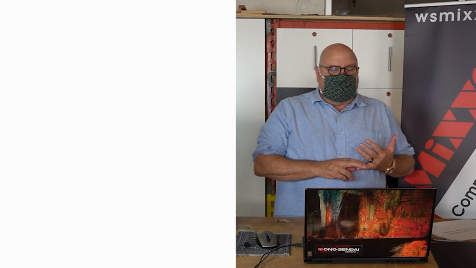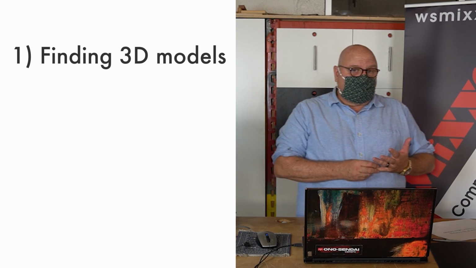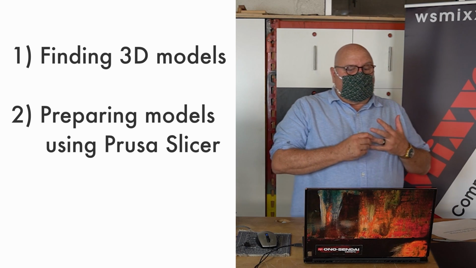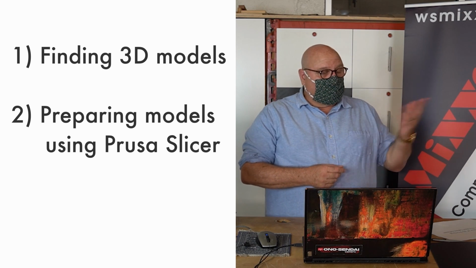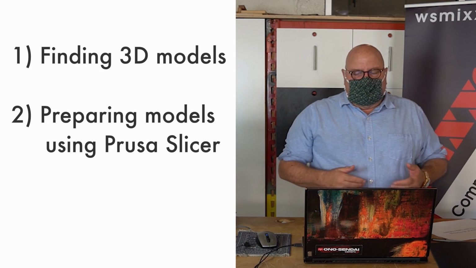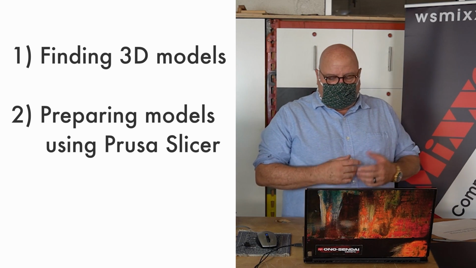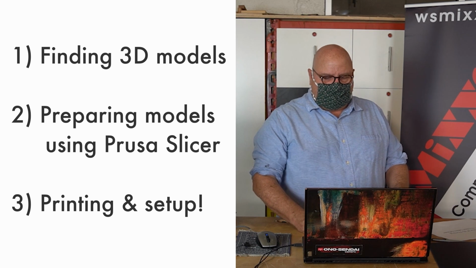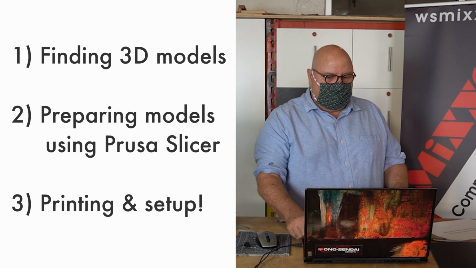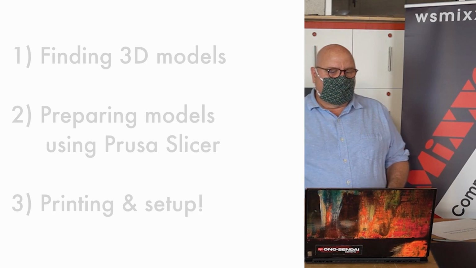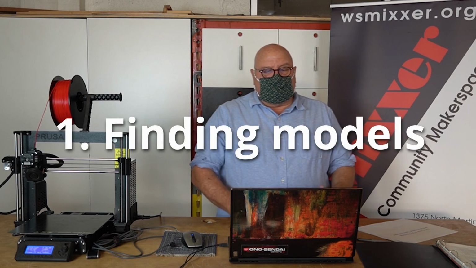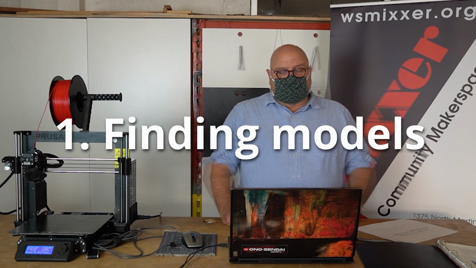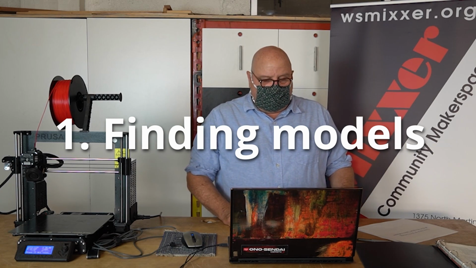First we'll look at how to find 3D models to print. Then we'll look at how to prepare those models for the Prusa slicer, which is the device that prepares it for the printer. And then finally we will look at the last step of setting it up on the 3D printer. So now I'm going to show you some of the better known places to find 3D printing models.